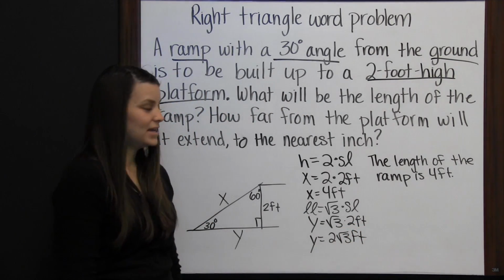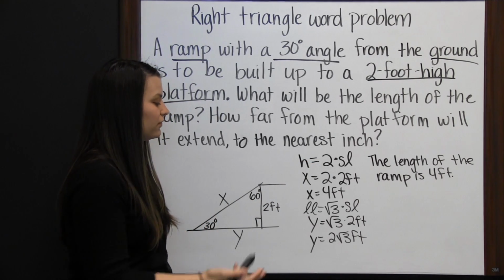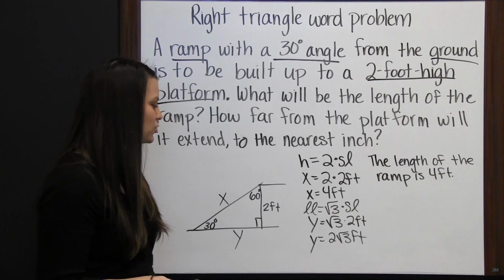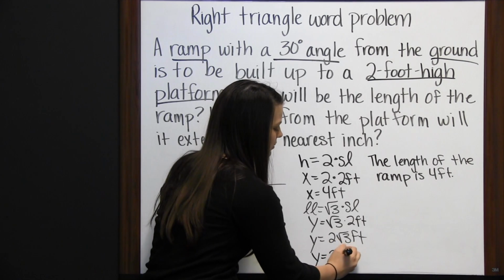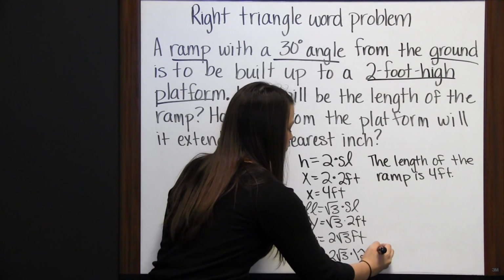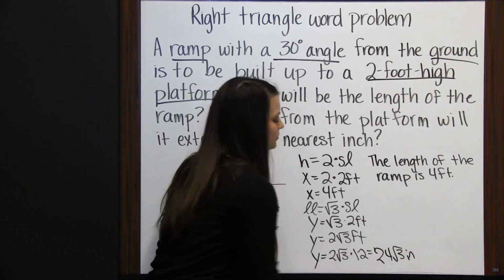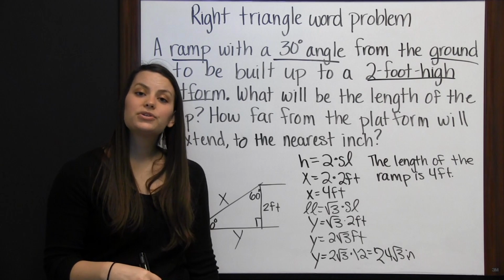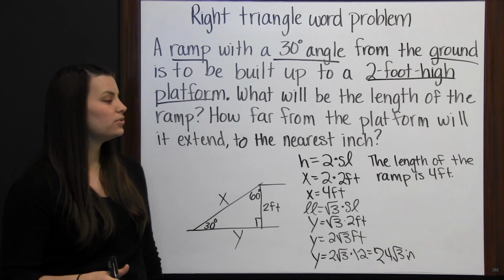They didn't ask us for the answer in feet, they asked for the nearest inch. So the first thing I'm going to do is convert 2 square roots of 3 feet into inches by multiplying by 12. So y is 2 square roots of 3 times 12, since there are 12 inches in 1 foot, which is 24 square roots of 3 inches. But they didn't ask for it in simplest radical form, so we'd actually want to calculate what 24 square roots of 3 inches is, and it's about 42 inches.